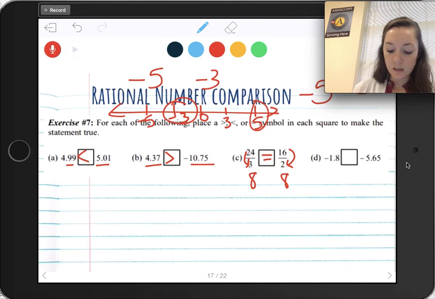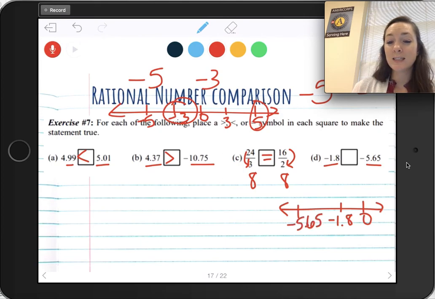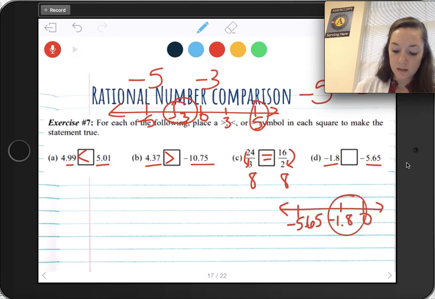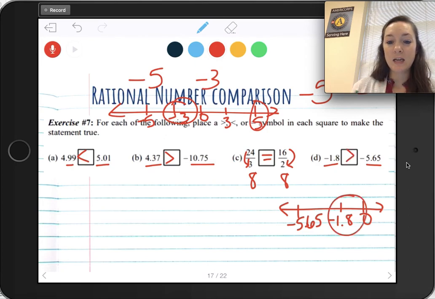And then for D, negative 1.8, negative 5.65. So if this is 0, I know negative 1.8 is here, negative 5.65 is here. Which one of those is less negative? Negative 1.8 is less negative, so it is the larger number or the greater value.